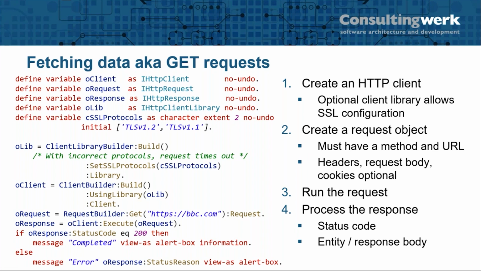You build the client using the client library, or you first build a library using the client library builder. It uses the static builder pattern. Then you build a request. Here it's to bbc.com. Then you execute the request, and then you look at the response.